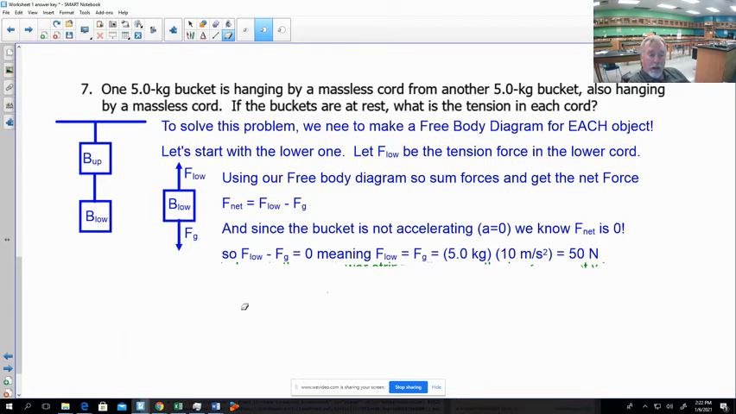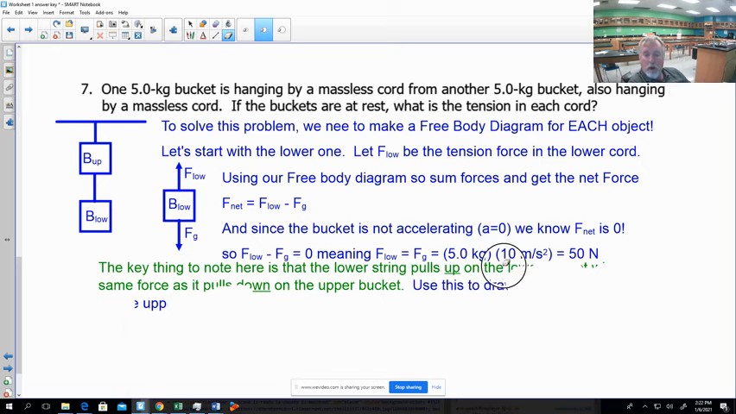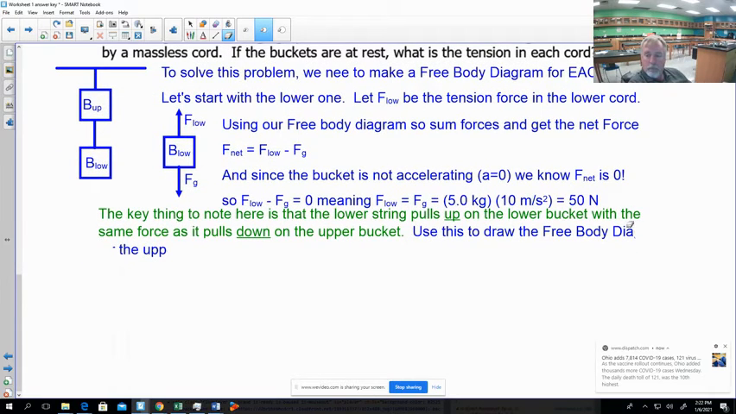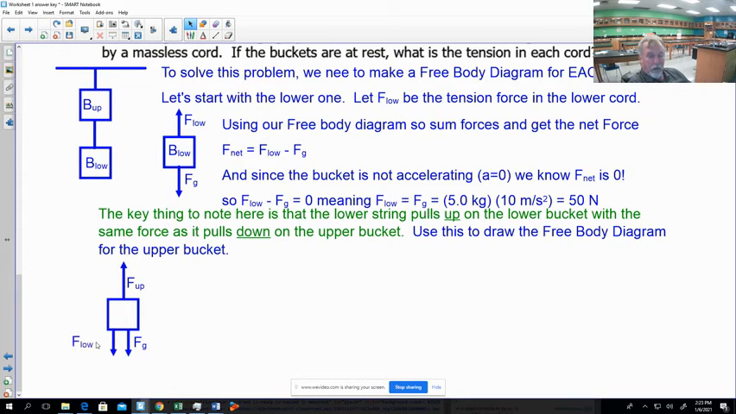Now we have to figure out what's going on with the second string. The key thing to note is that the lower string pulls up on the lower bucket, and it pulls with the same force down on the upper bucket. So let's use this to draw our free body diagram again. I forgot to label the square as the upper bucket, but it has a tension in the upper string pulling it up, a tension in the lower string pulling it down, and gravity also pulling down. So there are two forces pulling down on this bucket: gravity and the force from the lower string.